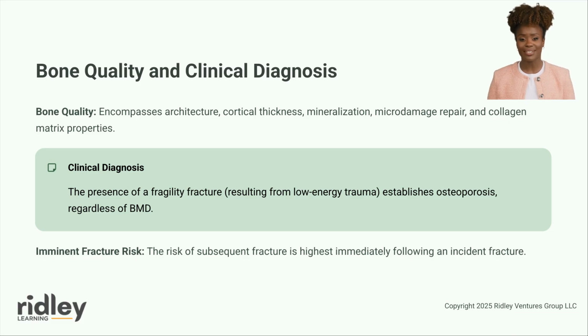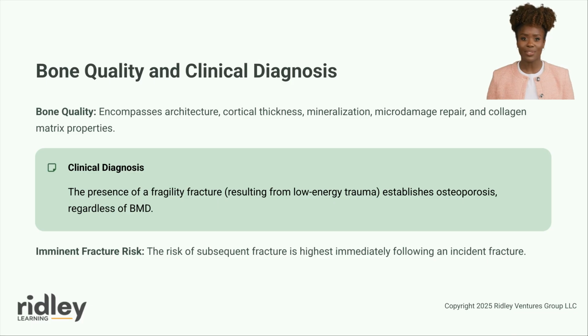Advanced imaging modalities such as high-resolution peripheral quantitative computed tomography and trabecular bone score derived from DXA images can provide additional information about bone microarchitecture. These may enhance fracture prediction beyond BMD alone in certain populations. However, these techniques are not yet widely available for routine clinical use, and standard DXA measurement remains the foundation of osteoporosis diagnosis in most practice settings.